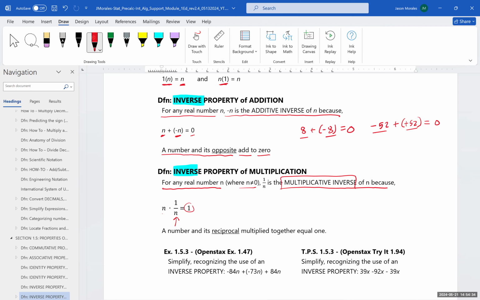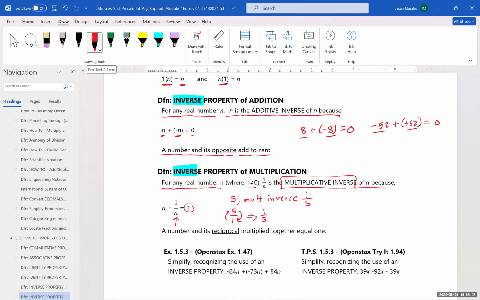So let's say we have the number 5. The multiplicative inverse of 5 is 1/5. So what you do to find the multiplicative inverse is you just take a number. If it's an integer like this, you can put it over 1, and then you just flip numerator and denominator, and that's where the 1/5 comes from.